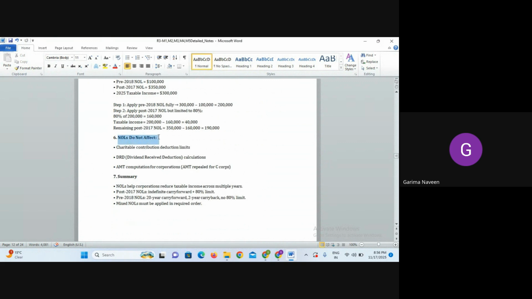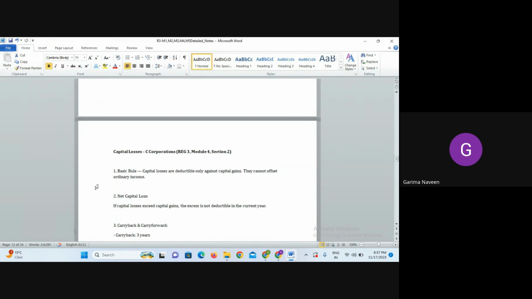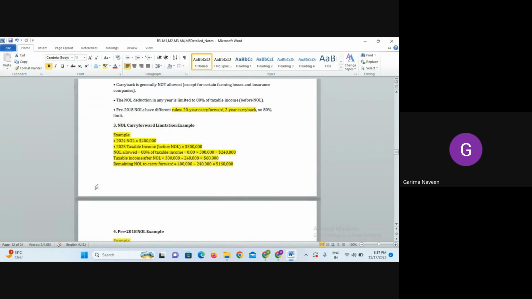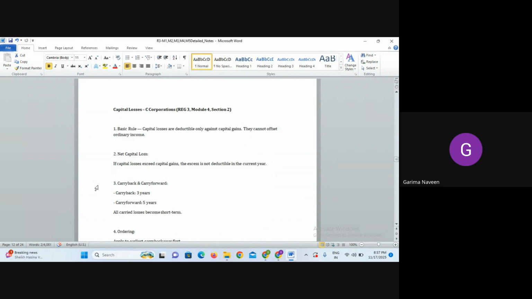NOLs do not affect the charitable contribution deduction limit. When you calculate your charitable contribution deduction limit, which is 10%, the NOL will not be considered. For the DRD calculation, you do not consider the NOL, and for AMT, alternative minimum tax, you do not consider the NOL. Any doubt in this topic? No, nothing at my end.